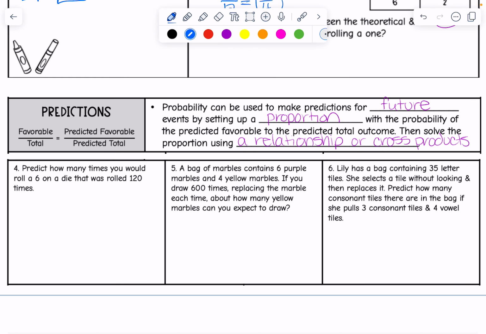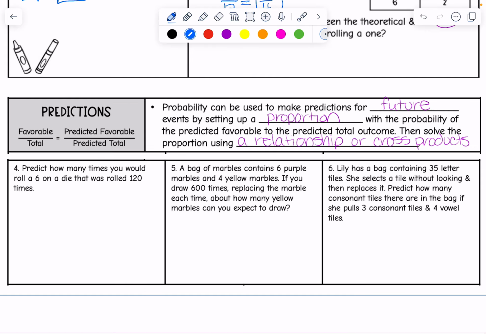You could use either of these probabilities to make predictions for future events by setting up a proportion. So we had an entire unit over proportions. We used proportions with percents, and we're going to continue to use proportions with probability. And so once you have your proportion set up, then you can solve it using a relationship or cross products.